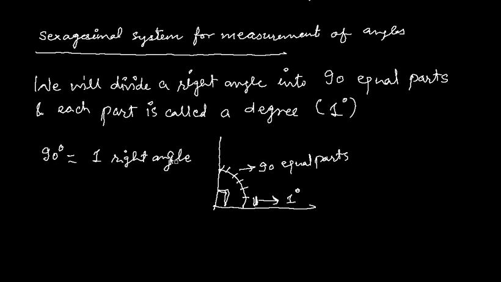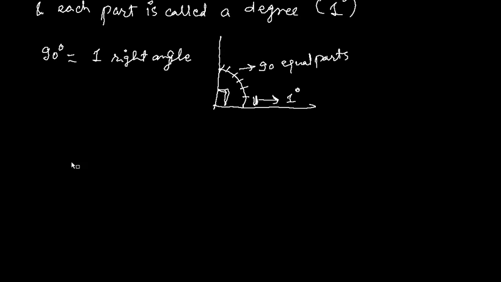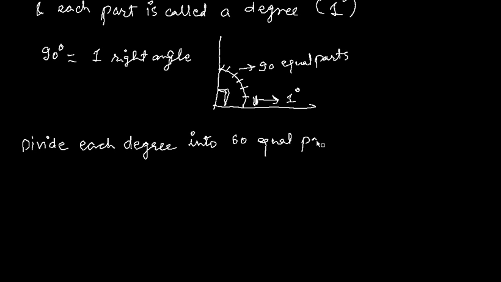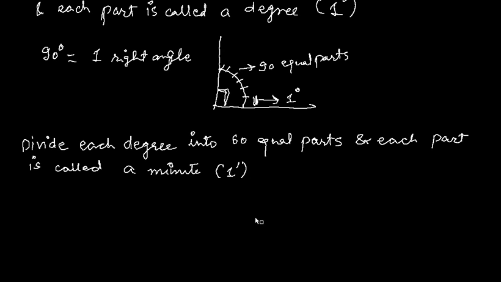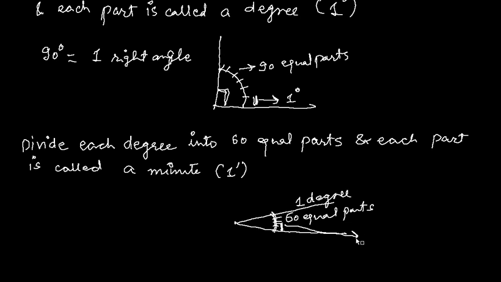Now, to further increase the resolution, suppose we have something like 1.5 degrees, and that 0.5 we want to convert into some other notation. So what we will do is further divide each degree into 60 equal parts, and each part is called a minute, denoted by 1 with a prime. Suppose this is your 1 degree. You will divide it into 60 equal parts, and each part is called a minute.